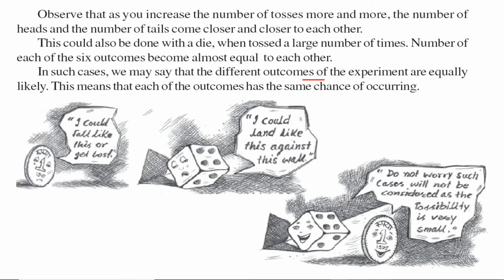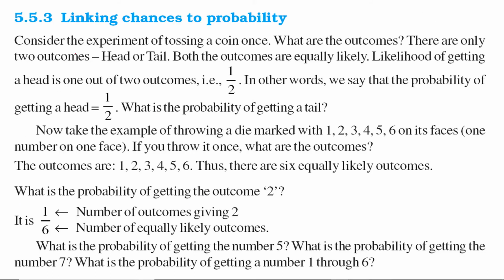So we may say that different outcomes of the experiment are equally likely. That means each of the outcomes has the same chance of occurring, as with a coin. A coin may fall like this, but this we don't consider. These two scenarios we don't consider. Now when we throw a die, a die is simply a small cube with numbers on it. There are 6 faces, so the numbers 1 to 6 are printed.